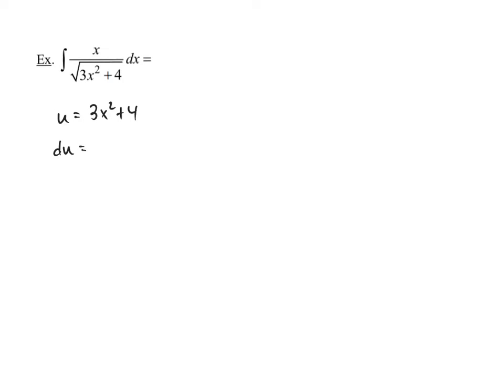My derivative of u would be 6x dx, and I notice that in this problem I have the variable part of that, x dx. What I do not have is the 6, and so I'm going to divide both sides of the equation by 6, and that's going to give me 1/6 of du is equal to x dx. So hopefully by this point you're sort of starting to feel comfortable. I now know that I can replace the highlighted part, x dx, with a 1/6 and a du.